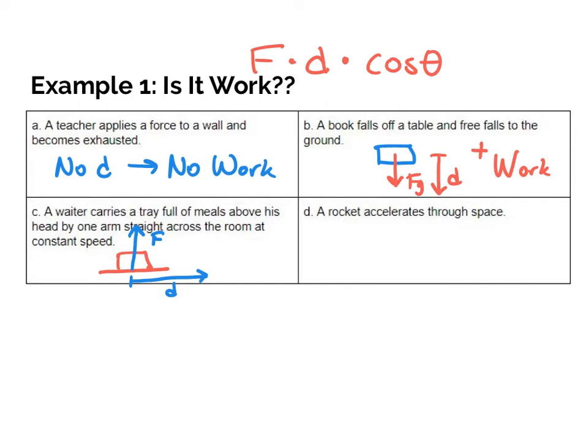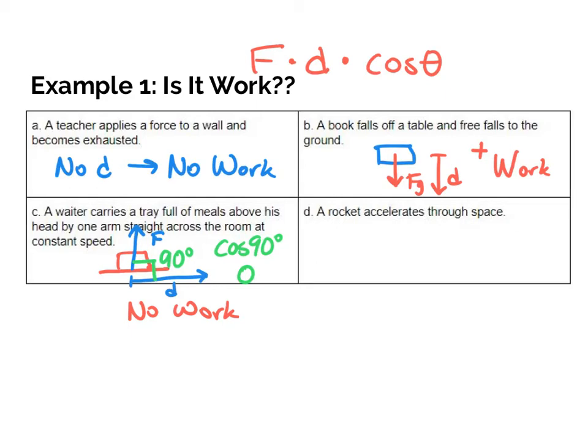So in this case, what's important here is the angle between them. The angle between these two things is 90 degrees. And then when I do the cosine of 90 degrees, that's going to give me 0, which in this case means that there is no work being done. So as exhausting as it is, because the force and direction of motion are at a 90-degree angle to each other, technically that waiter does no work.